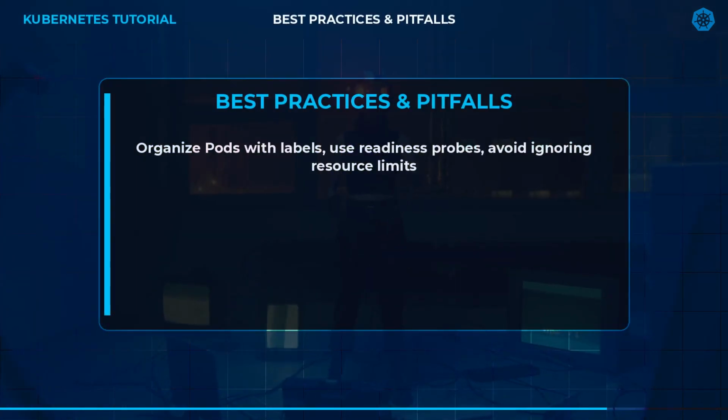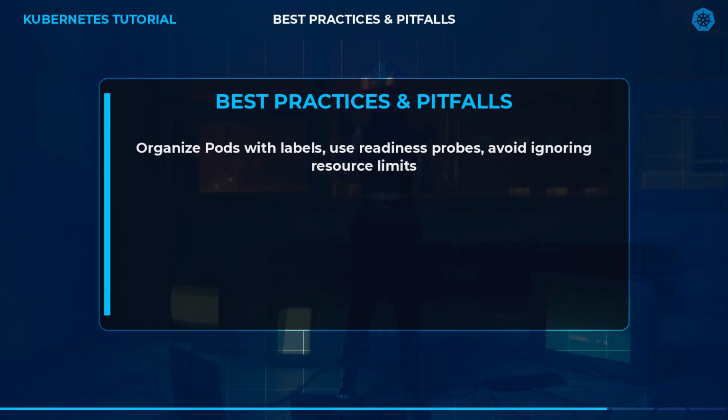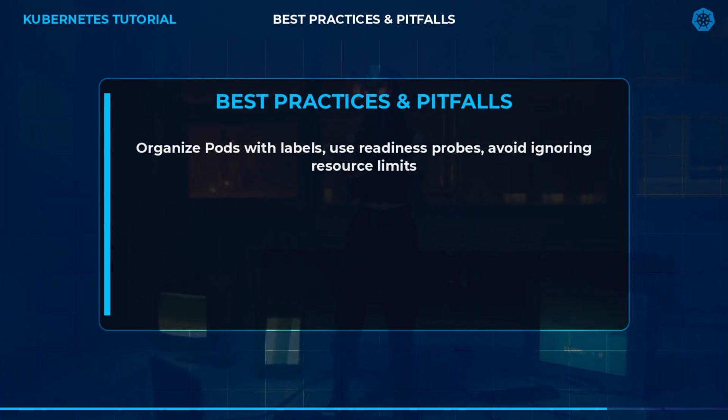Following our demo, let's delve into best practices for using Kubernetes pods and deployments effectively. Start by organizing your pods with labels. Labels facilitate grouping and selecting pods, crucial for management and scaling tasks. Employ readiness probes to ensure applications are fully functional before routing traffic to them, enhancing reliability during updates.